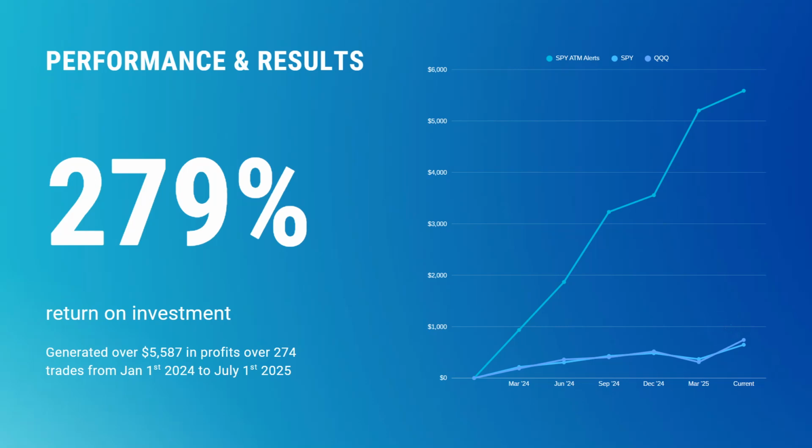Here are the results from January 1st, 2024 to July 1st, 2025. You can see down here SPY and the Qs if you were to just buy and hold those with $2,000. And up here is SPY ATM. If you were to start with $2,000, here's what your profit looks like with SPY ATM. So it's generated over $5,587 in profits over 294 trades over the last 19 months, which is a 279% ROI.